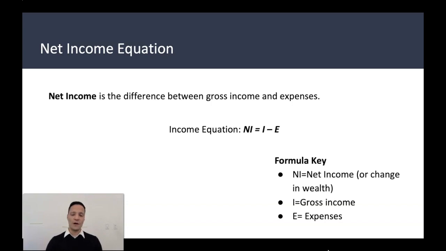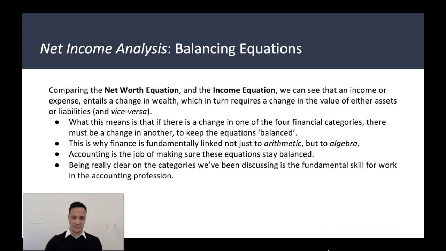Now, you can do all the same kinds of activities involving solving for an unknown or substitution with this equation as you could the last. From a mathematical standpoint, they're identical. However, what's interesting is the fact that these concepts are related. When you compare the net worth equation with the net income equation, you can see that because one is describing our wealth at a fixed point in time and the other is describing changes in wealth, a change in one requires a change in the other.